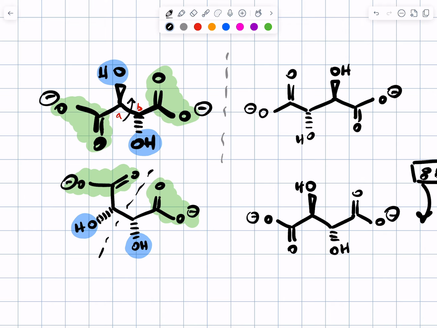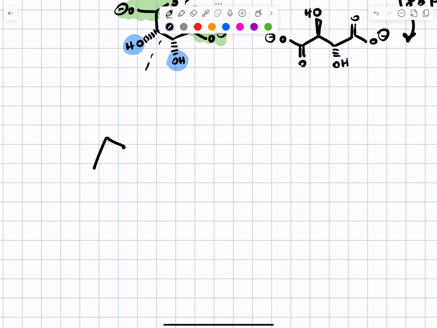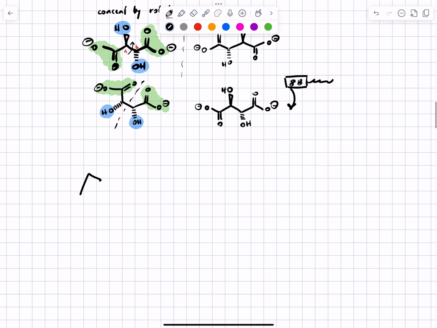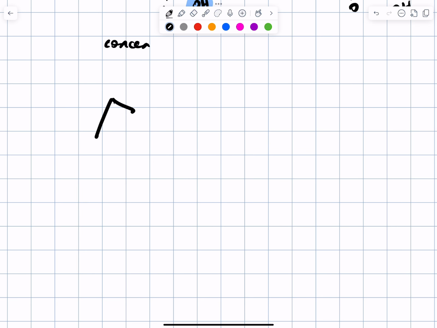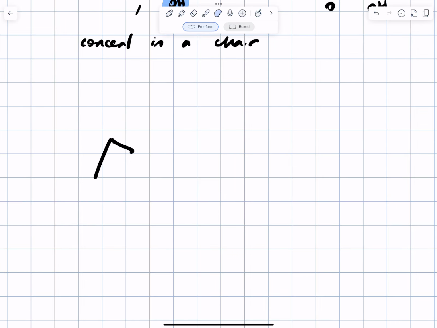Okay, while we're on it, full disclosure, all of my secret evil meso tricks, shall we? One secret evil meso trick, aside from conceal by rotation, is to conceal in a chair. This is actually one on your problem set, but it is so diabolically evil that I cannot resist. We're going to talk about it now.